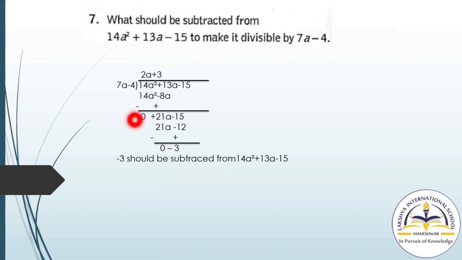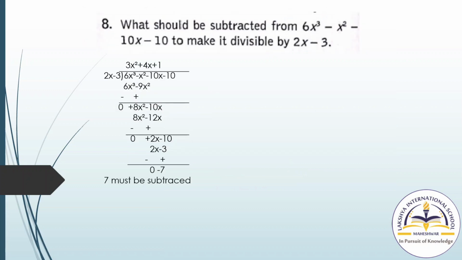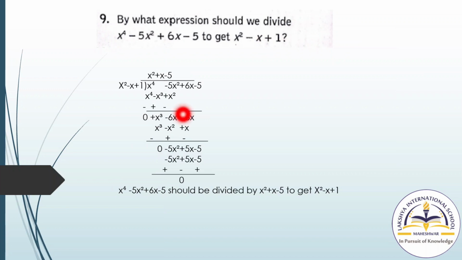Now in question number 7, the same procedure you have to solve. Here it is minus 3, so minus 3 should be subtracted from the dividend. Here question number 8, you have to divide and find out what will be subtracted from the dividend. Now question number 9, by what expression should we divide this term to get this one? Okay, now what you have to do, you have to write this as dividend and this as divisor. So here we have written, and then you have to divide them.